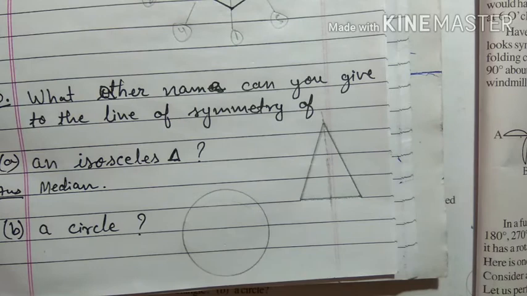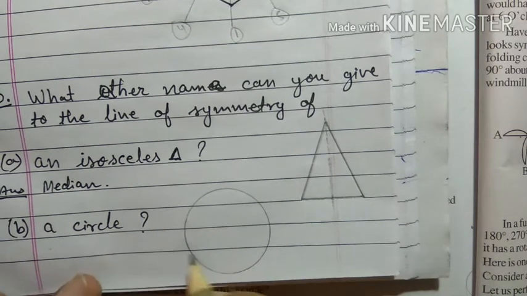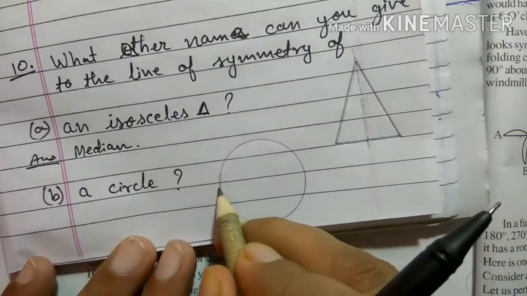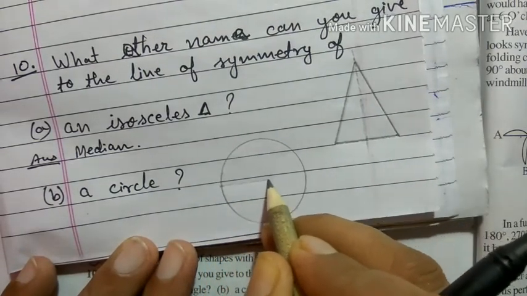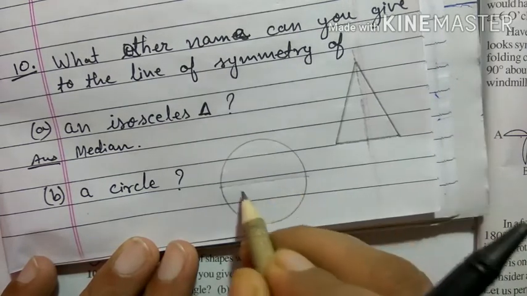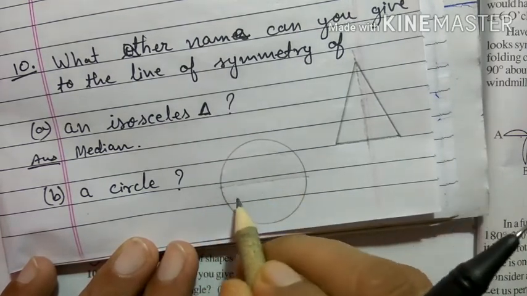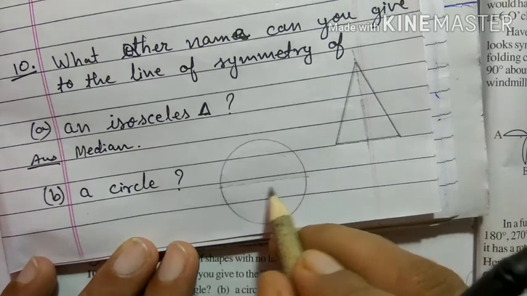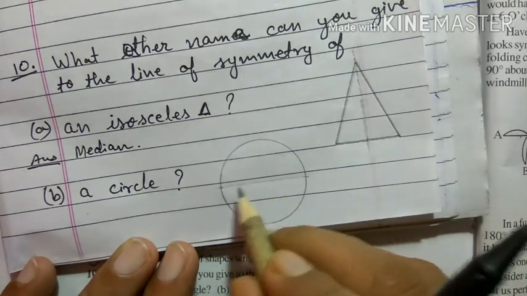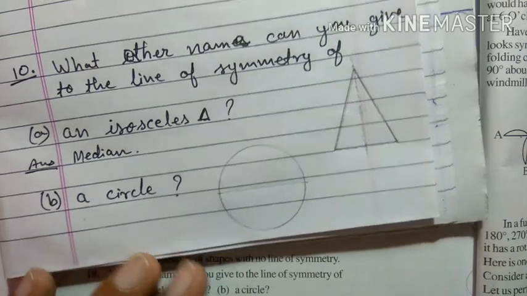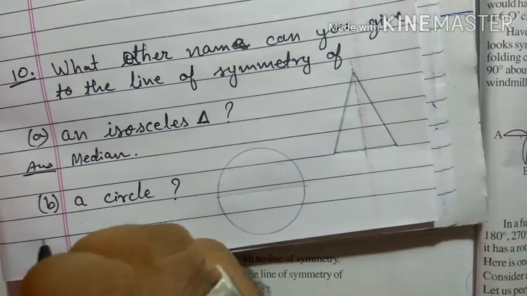Okay. So what about the case of a circle? In a circle, the line of symmetry is a line that passes through the center. Suppose this is a line of symmetry that passes through the center, and you know any line which passes through the center of a circle, touches 2 points of the circle, and divides it into equal halves, that line is called a diameter. So the answer of this is a diameter.